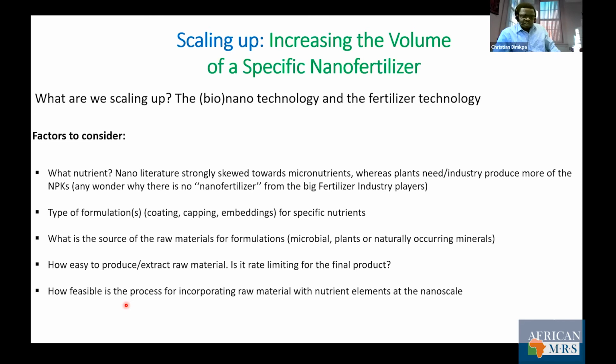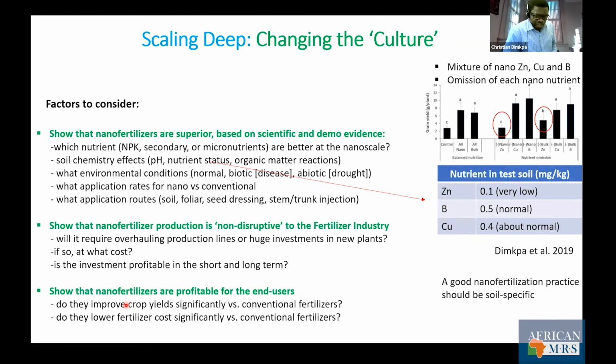So scaling up, changing the culture, is very important, because you have to convince a lot of people that what you have is better. So you have to show that nanofertilizer is superior based on scientific and demonstrational evidence. So which nutrients are you talking about? NPK, secondary or micronutrients that are better than the normal nutrients at the nanoscale. You have to deal with the soil chemistry. This soil chemistry is one of the most crucial things to think about when you are designing nanofertilizers, because things like pH, nutrient status, organic matter content, they all affect how your nanofertilizer responds in the environment.